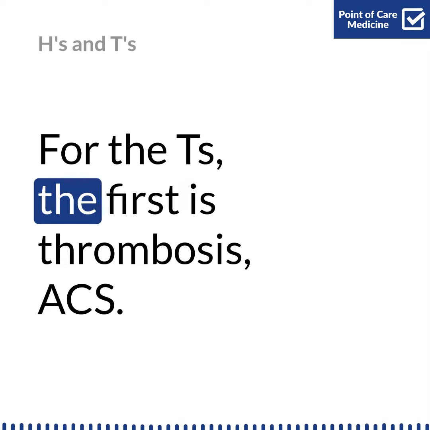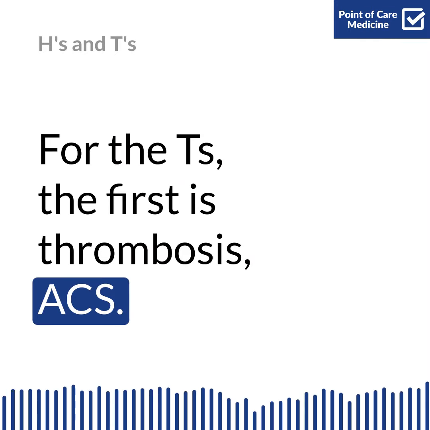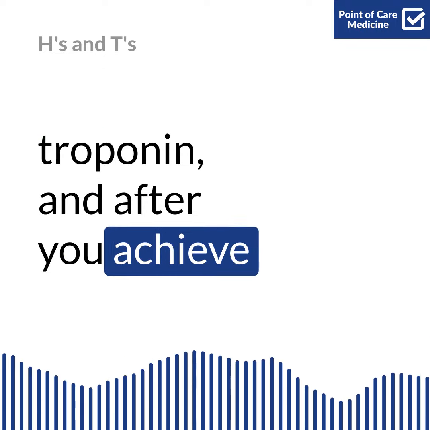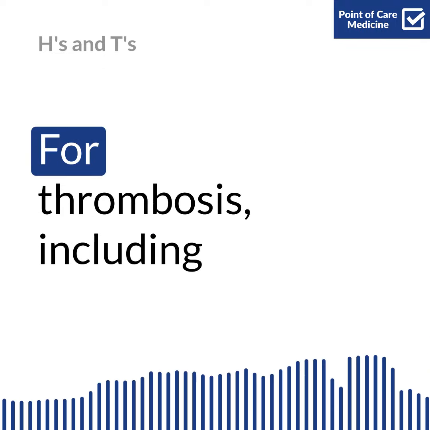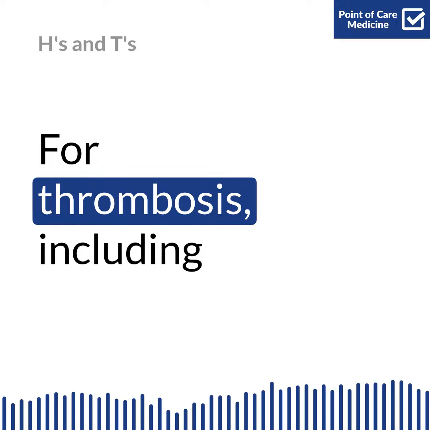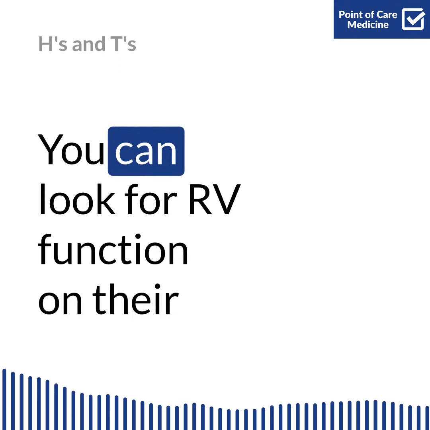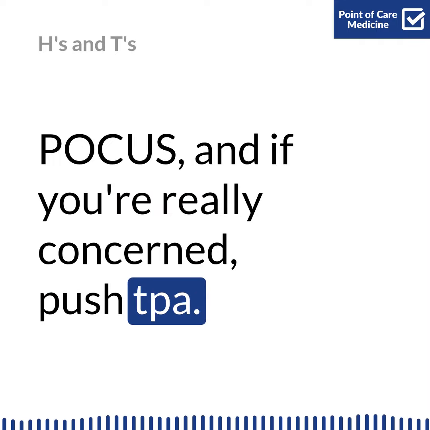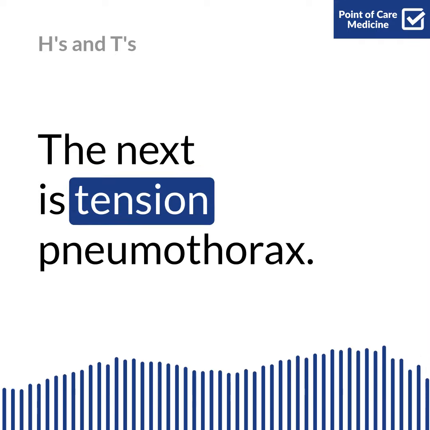For the T's, the first is thrombosis, ACS. This can be seen if there's an elevated troponin, and after you achieve ROSC, you can get them to the cath lab. For thrombosis, including pulmonary embolism, you can look for RV function on their POCUS, and if you're really concerned, push TPA. The next is tension pneumothorax.